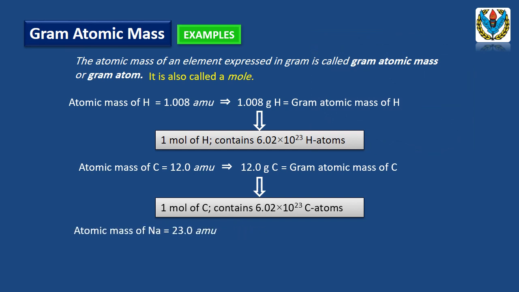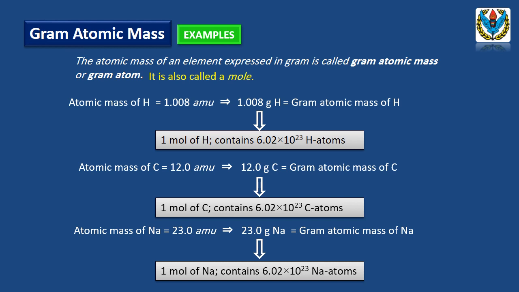Atomic mass of sodium is 23 AMU. So 23 gram of sodium is equal to 1 mole of it and is a collection of Avogadro's number of atoms of sodium.